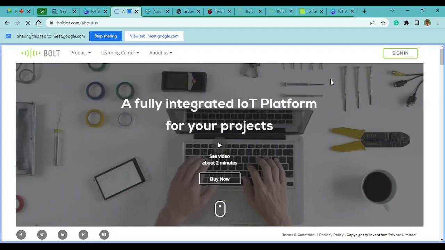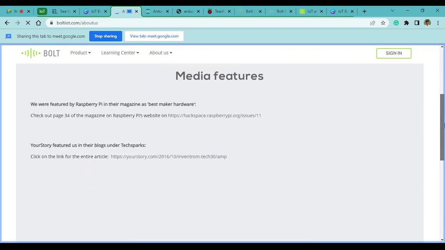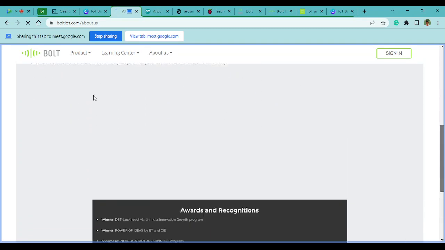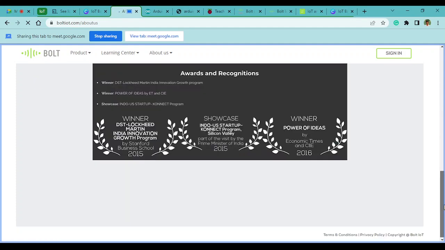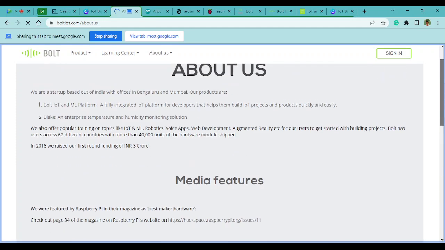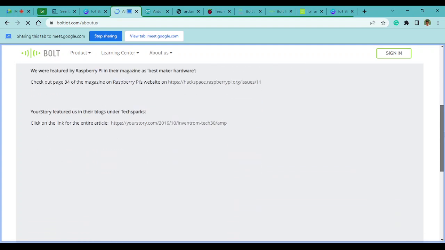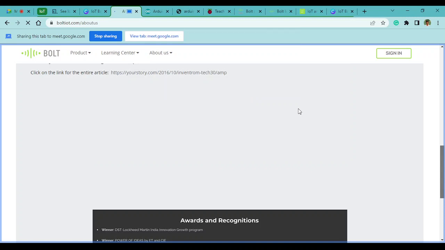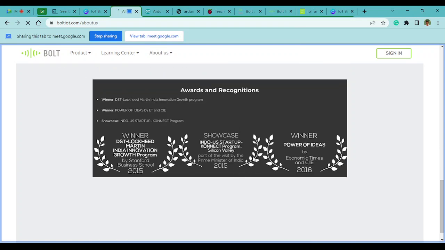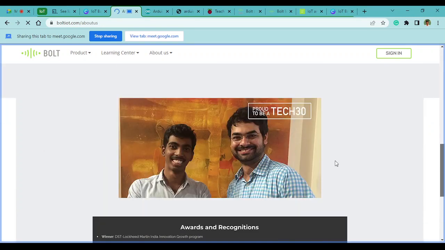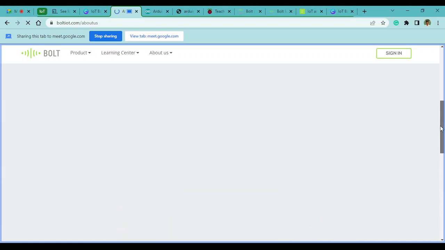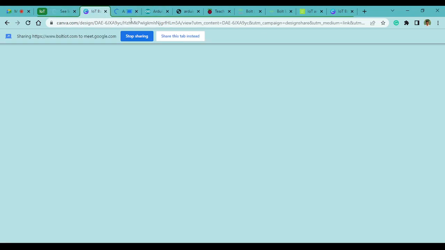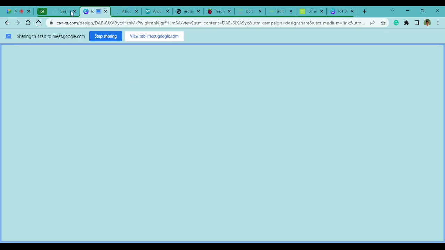I think it was also recognized. It was actually published by Raspberry Pi magazines as well. As you can see, there are a lot of awards this product platform has won, including the visit by the Prime Minister of India. So it's a really cool startup that you can check out. Both of these guys are founders of this platform. So these are the three different kinds of this one, guys.